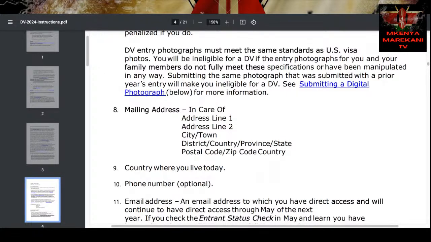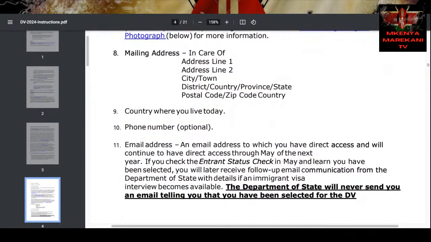Then the phone number is optional, because they will not call you. And these other websites that I was warning you against, they will tell you to leave your phone number, and they will call you, will contact you. The US government does not contact anybody by phone. And then the email address. The email address is the most important thing. That's why it repeats itself twice on the green card application, because that's where the Department of State will send you an email telling you that you have been selected for the DV.